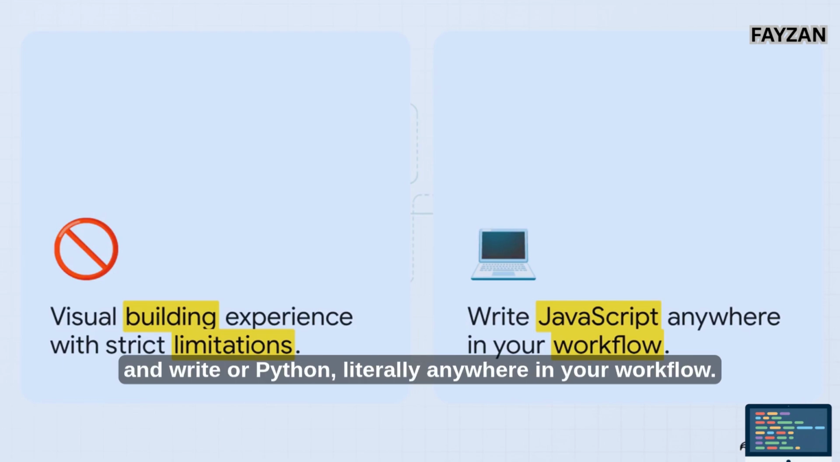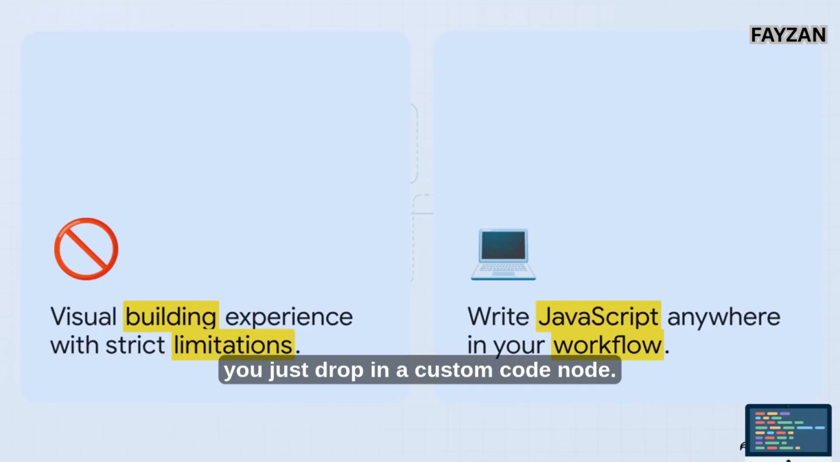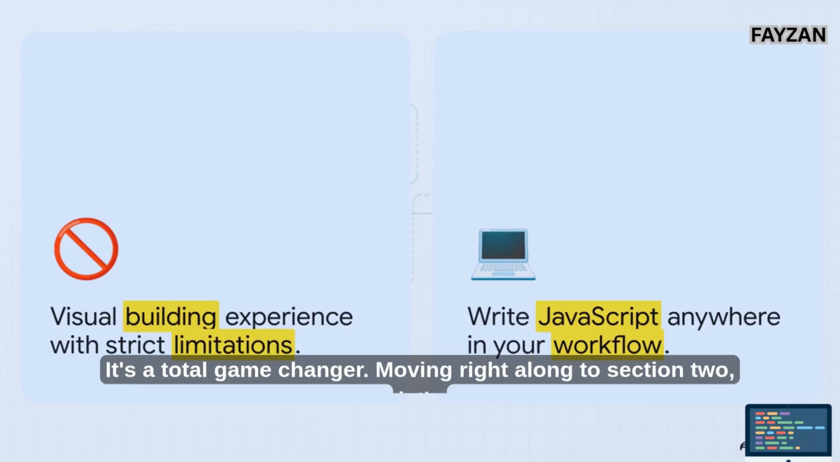It lets you write JavaScript or Python literally anywhere in your workflow. If a pre-built node doesn't do exactly what you need it to, you just drop in a custom code node. You get all the structure of a visual canvas, but zero restrictions on your underlying logic. It's a total game changer.